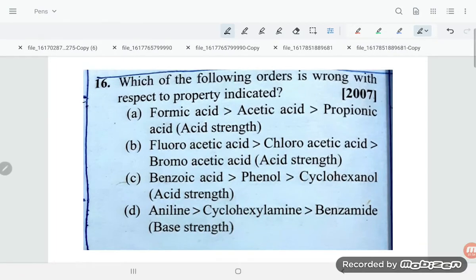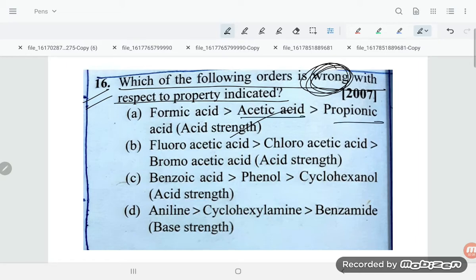What is the next question? Question number 16. Which of the following orders is wrong with respect to the property indicated? Right, student? Now, that is formic. If you see, they are asking which of the following orders is the wrong order. Okay, so formic acid is more acidic than acetic acid, than propanoic acid. Okay, so this is correct, students, because here the plus I group is increasing in this case.